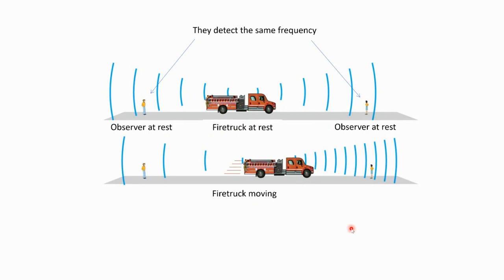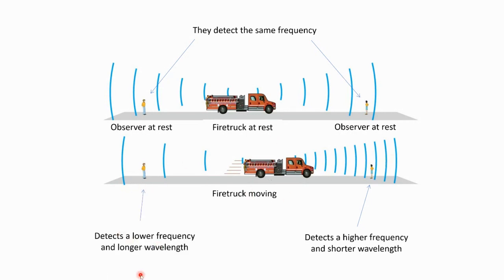But if the fire truck moves, in this case to the right, a sound wave gets put out, a maximum compression, say, and then the fire truck moves before maximally compressing the air again. So the sound waves get bunched together. This person over here will detect a higher frequency because more of these blue lines hit her per unit time. So there's a higher frequency and shorter wavelength. In contrast, this person over here receives one sound wave, but then the source has moved away before the next sound wave is put out. And so he detects a lower frequency. It'll be a lower pitch for him and a higher pitch for her.